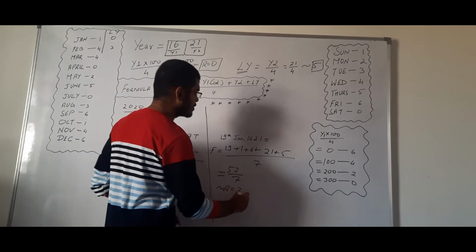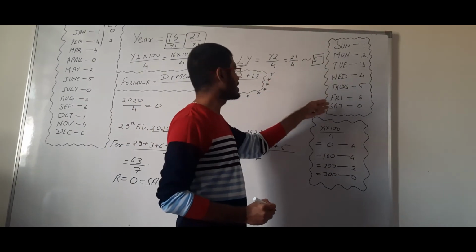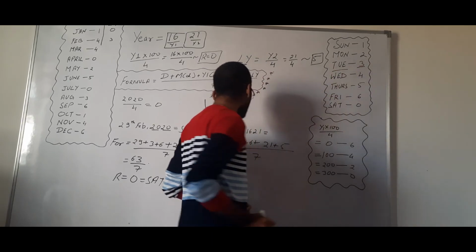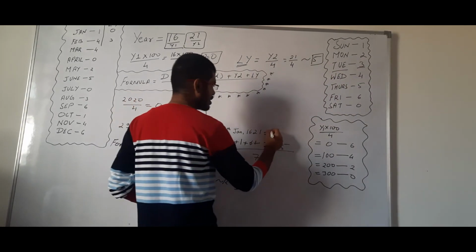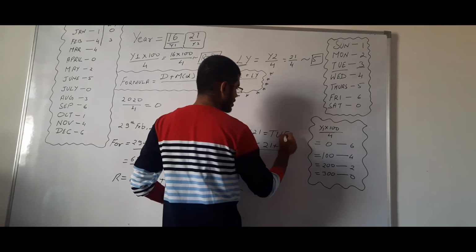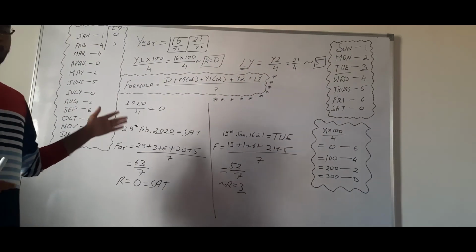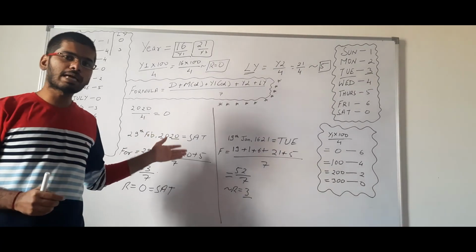Now this 3 we will look up in the weekdays. Tuesday has a code of 3, so this day will be Tuesday. So this is the way in which you need to solve this kind of problems.